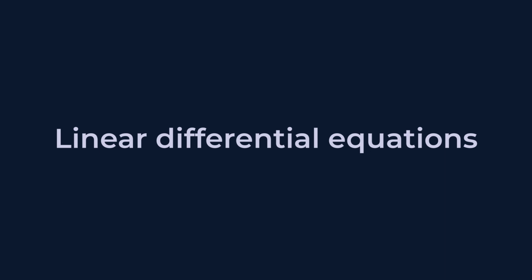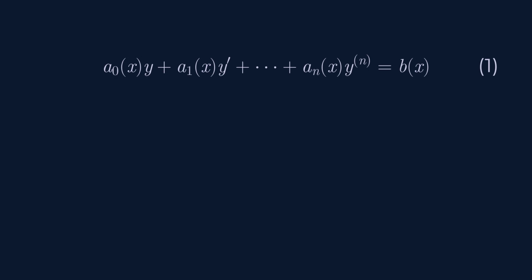So, what are linear differential equations? They take the following form. So what we essentially have here on the left-hand side is y and its derivatives multiplied by some functions of x. And on the right-hand side, we have some function of x as well. Now y is the function we are solving for. So y here is the dependent variable and x is the independent variable in our differential equation.